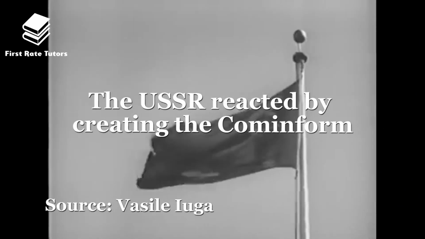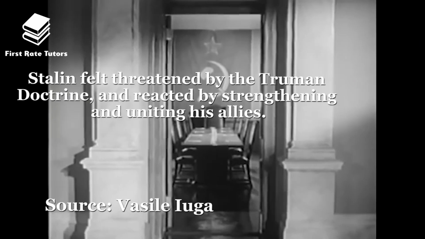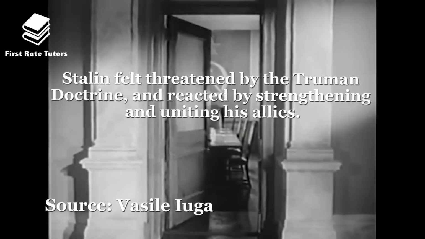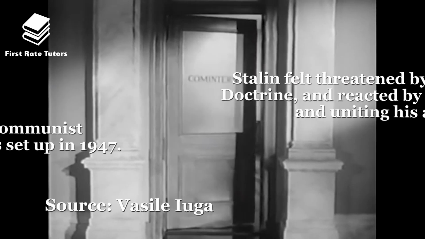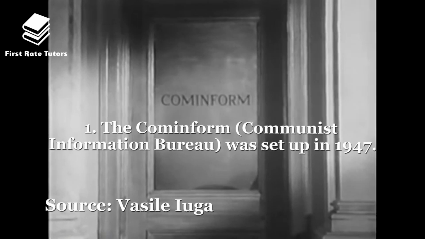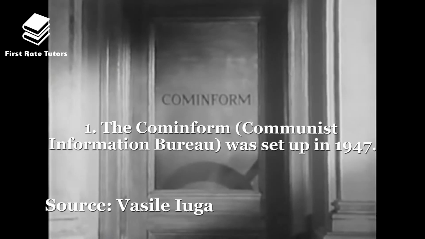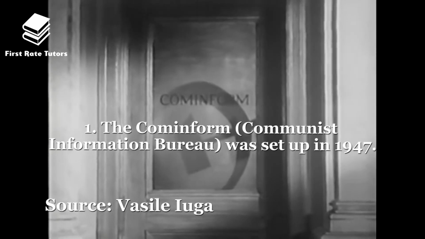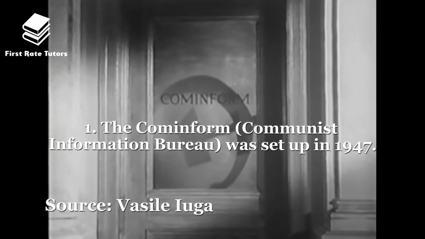The USSR reacted by creating the Cominform. Thus, Stalin had, of course, felt really threatened by the Truman Doctrine, and he reacted by strengthening and uniting its allies in the East. The Cominform, which stands for Communist Information Bureau, was thus set up in 1947, and the organization brought together all European communist parties and placed them under the control of the USSR.